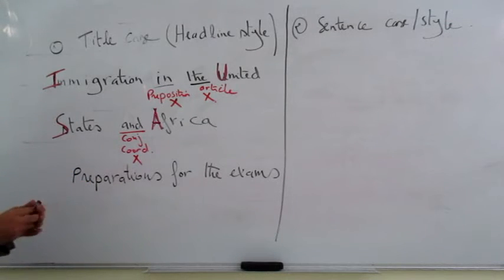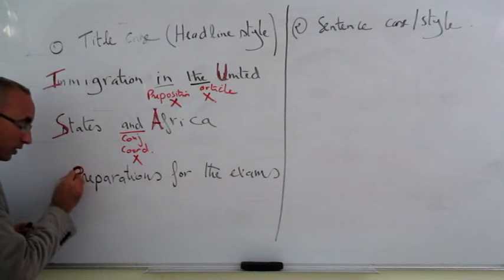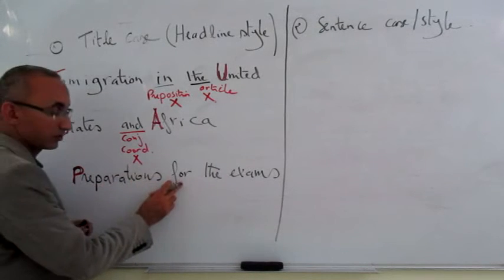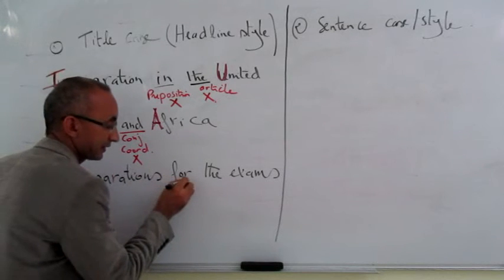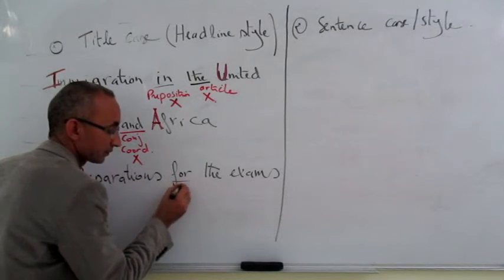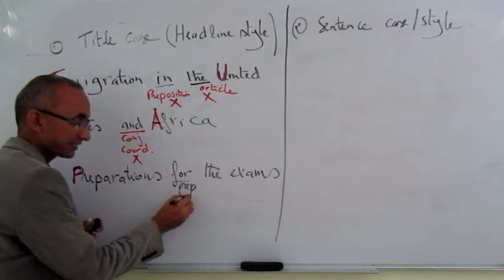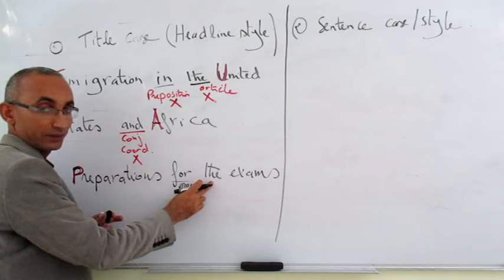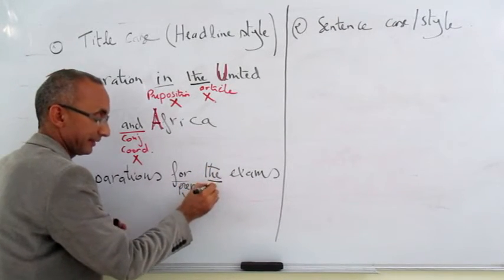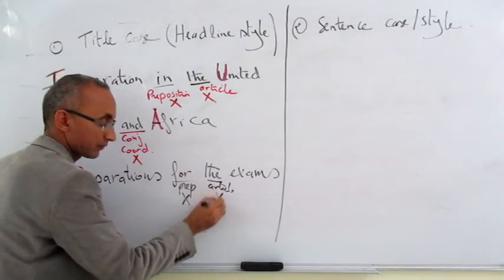Here I have a preposition as a normal and common word. "For" here is what? It is a preposition. So it must keep the lowercase form. It mustn't be capitalized. "The" is also an article. Clear? That's why it mustn't be capitalized. It keeps the lowercase form.